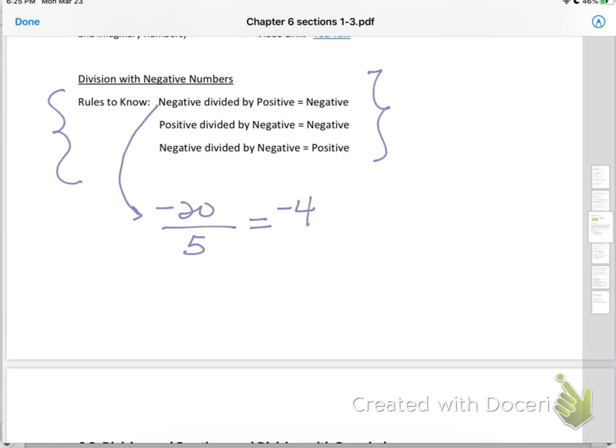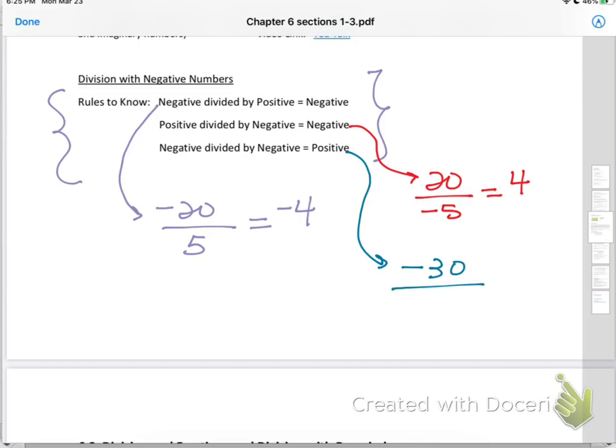Then the next concept is a positive divided by a negative will always give you a positive back. And the last one, a negative, so we'll do 30 divided by a negative, will always give you a positive back. All right, so if those rules are not comfortable for you, you want to work on them.